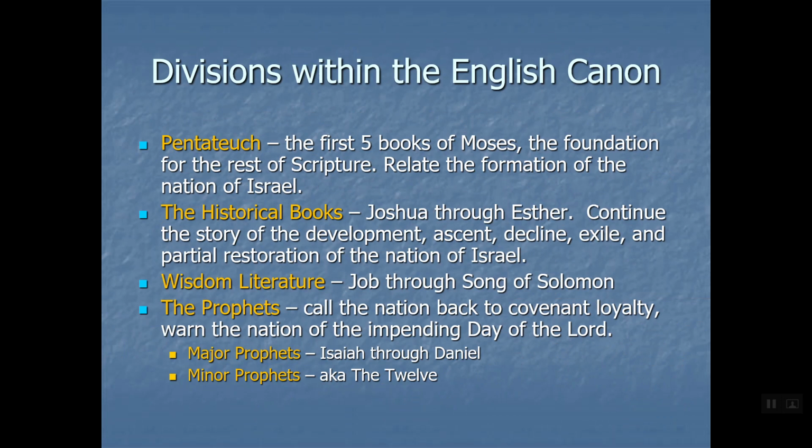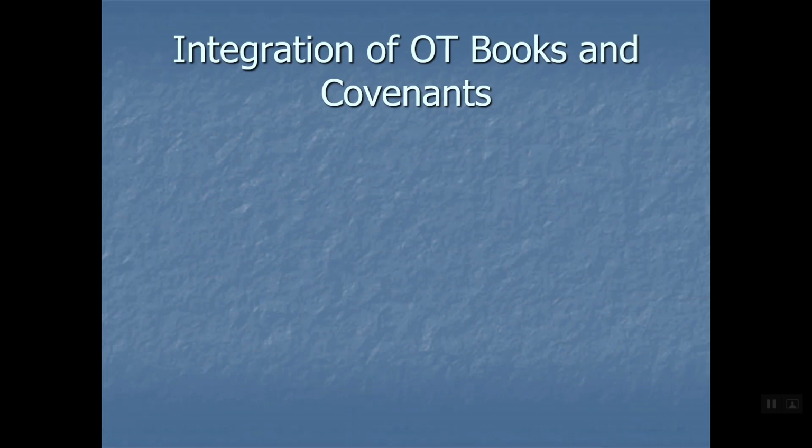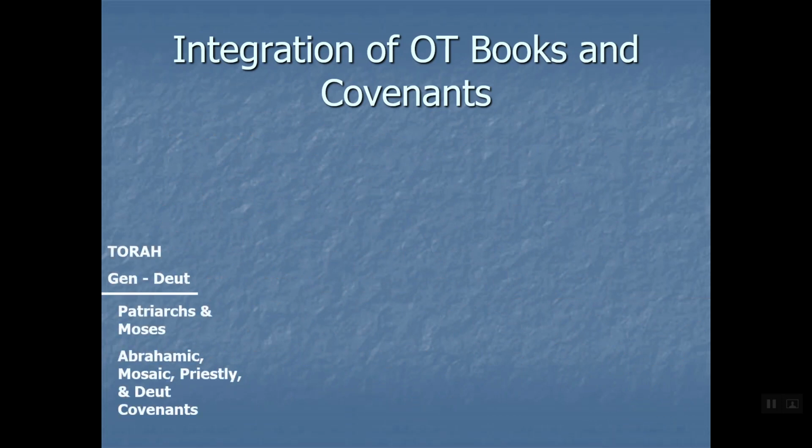So let's compare the divisions of the Hebrew Bible, that we call God's Older Testament, with the divisions within the English canon. We have the Pentateuch, which is the same as the Torah. It's the first 5 books of Moses. They're very foundational for the rest of Scripture. Again, all the major doctrines of Scripture are found in the first 5 books. I'm talking about the doctrine of God himself, the doctrine of man, the doctrine of sin. All those are in the first 5. They relate to the formation of the nation of Israel.